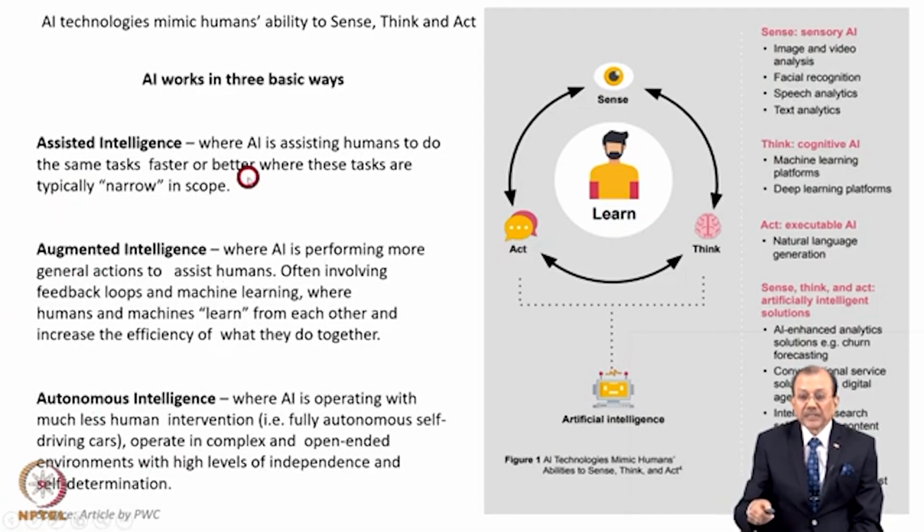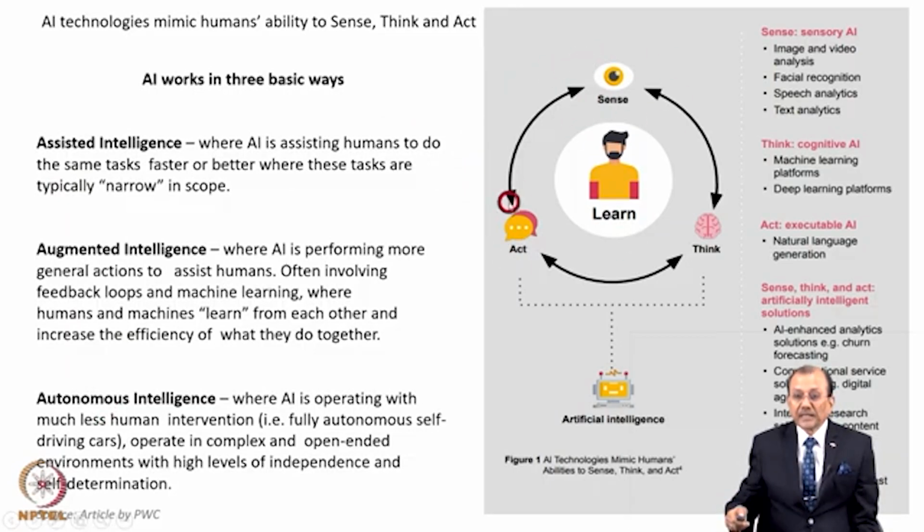On the right-hand side picture, I have tried to capture this visually. AI does learning, sometimes through training of AI models, or by the AI algorithms learning by themselves. Around this, the kind of action AI-enabled devices perform is sensing, and when AI is able to sense, we call it sensory AI. Images and videos, facial recognition, and speech analytics are part of sensory AI.